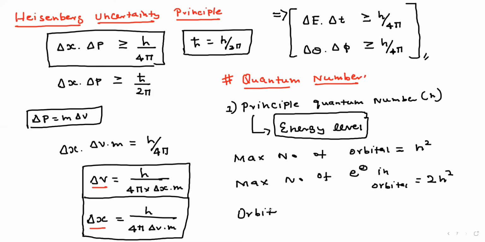Orbital angular momentum. What is the formula? That is nh by 2 pi. Now I'm going to give an example. See, this is a nucleus. This is 1, this is 2, this is 3. Now this n value is 1, this n value is 2, and this n value is 3. Now how many electrons per shell? What is the formula for the number of electrons in a given shell? That is 2n square, right?